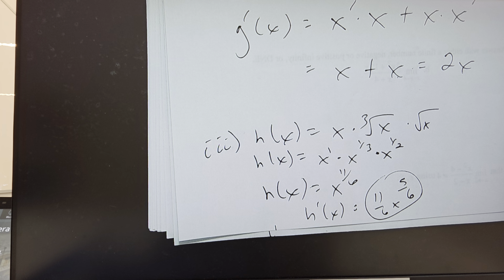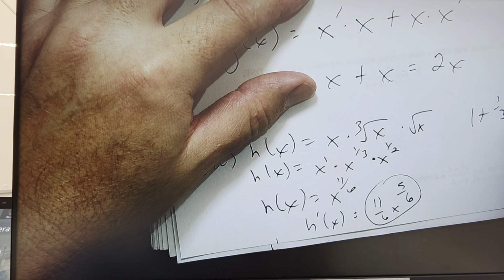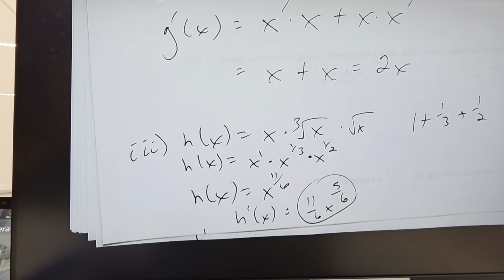Real quick. 1/3 plus 1/2 is 2/6 plus 3/6 is 5/6. Plus 1, 5/6 plus 1 is 5/6 plus 6/6 is 11/6. So all we did was we added powers, because that's what we do when we multiply like bases. And then we got the LCD and put them together.